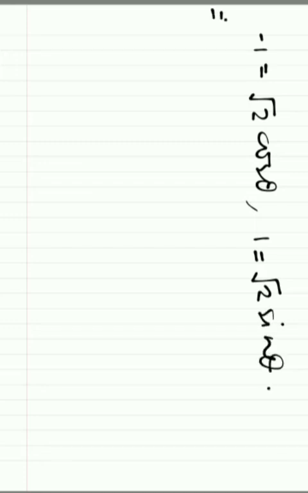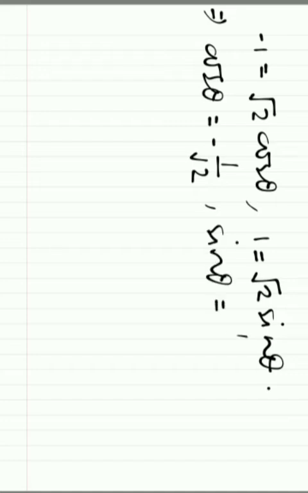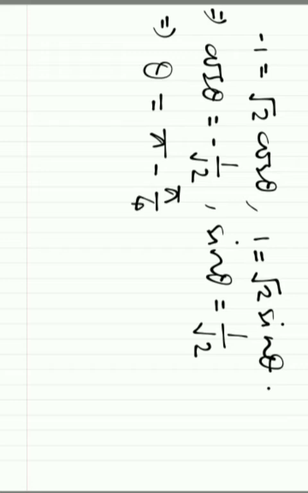So from these two equations we can find cos theta is equal to minus 1 by root 2, and sin theta is equal to 1 by root 2. So cos is negative and sin is positive. That means we are in the second quadrant. So we can easily see that the value of theta is pi minus pi by 4, because in the second quadrant we consider the angles like this. So it is 3 pi by 4, we can see.